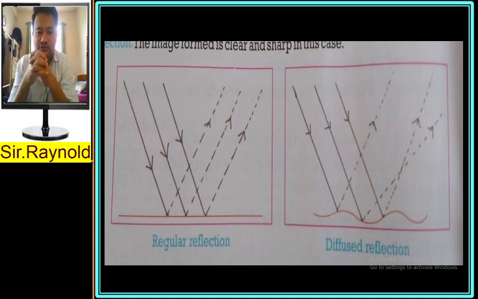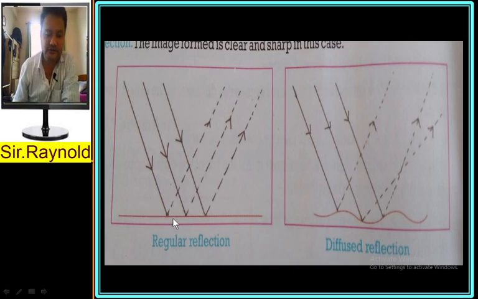Now in this case we'll be talking about regular reflection and diffuse reflection, as you have seen on the screen. This image is also there in your textbook and you can go through that. In a regular reflection, the reflection happens only on a smooth surface, just like a mirror, where the reflected rays will be parallel to one another, as you have seen here. And in this case, our image will be very clear and sharp. That's why when you see yourself in the mirror, you can see a very clear image. So this is because of regular reflection.